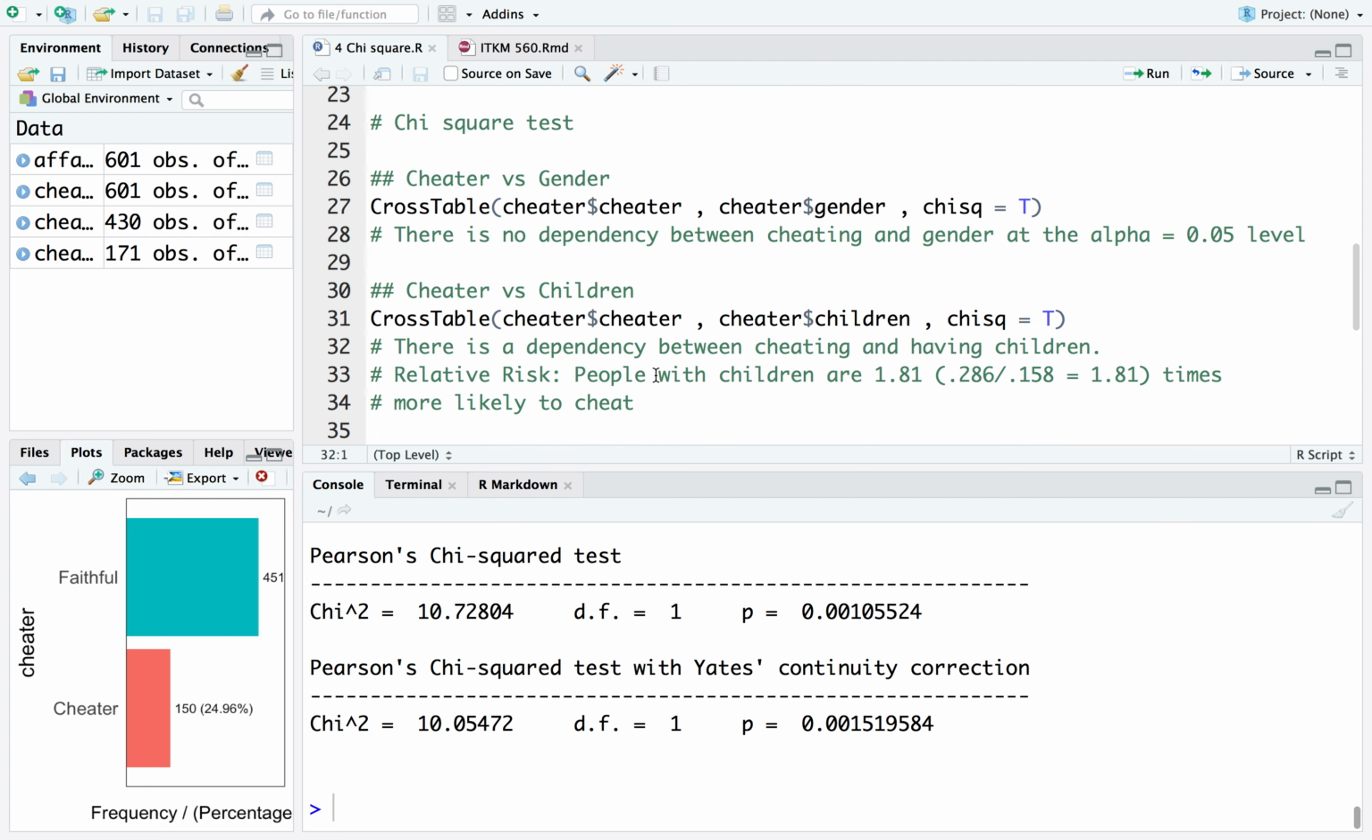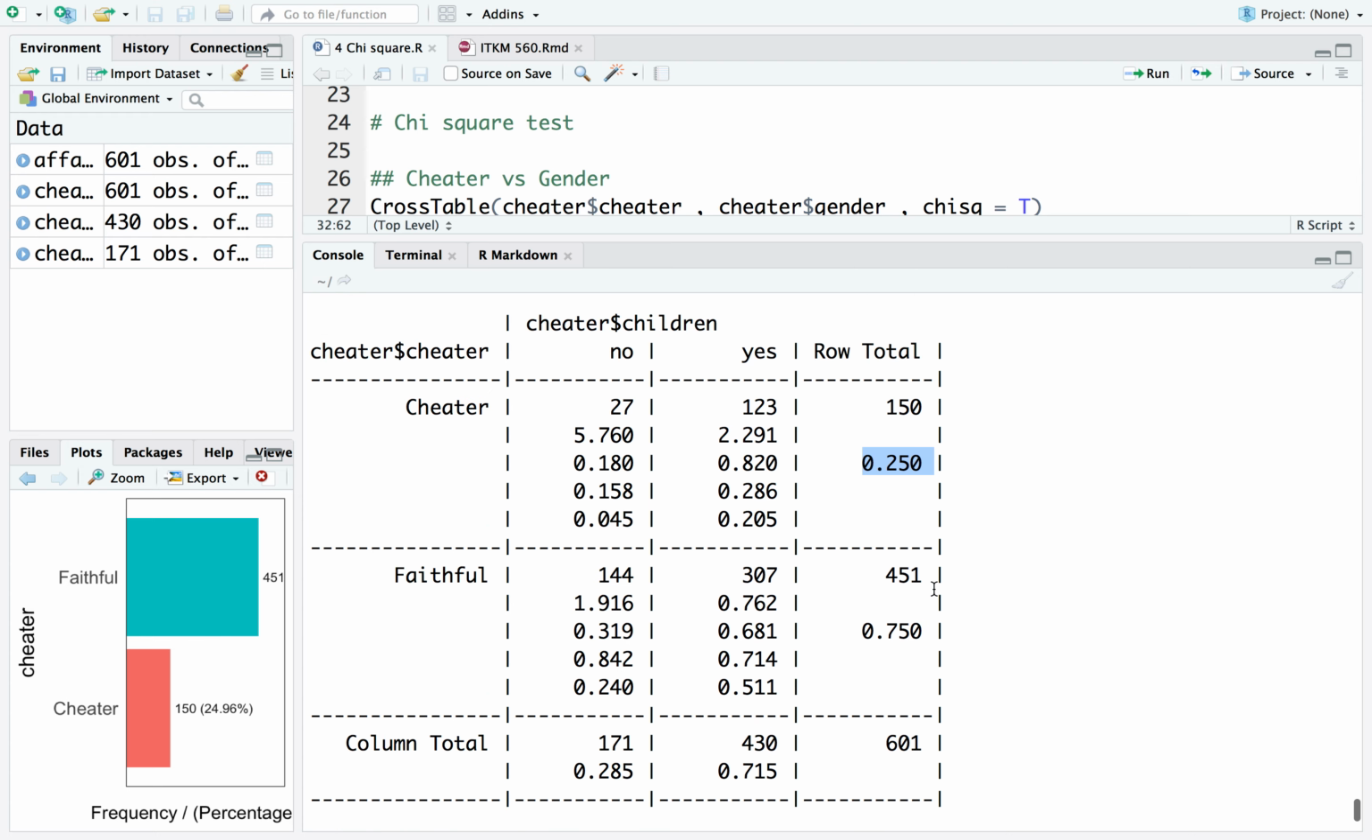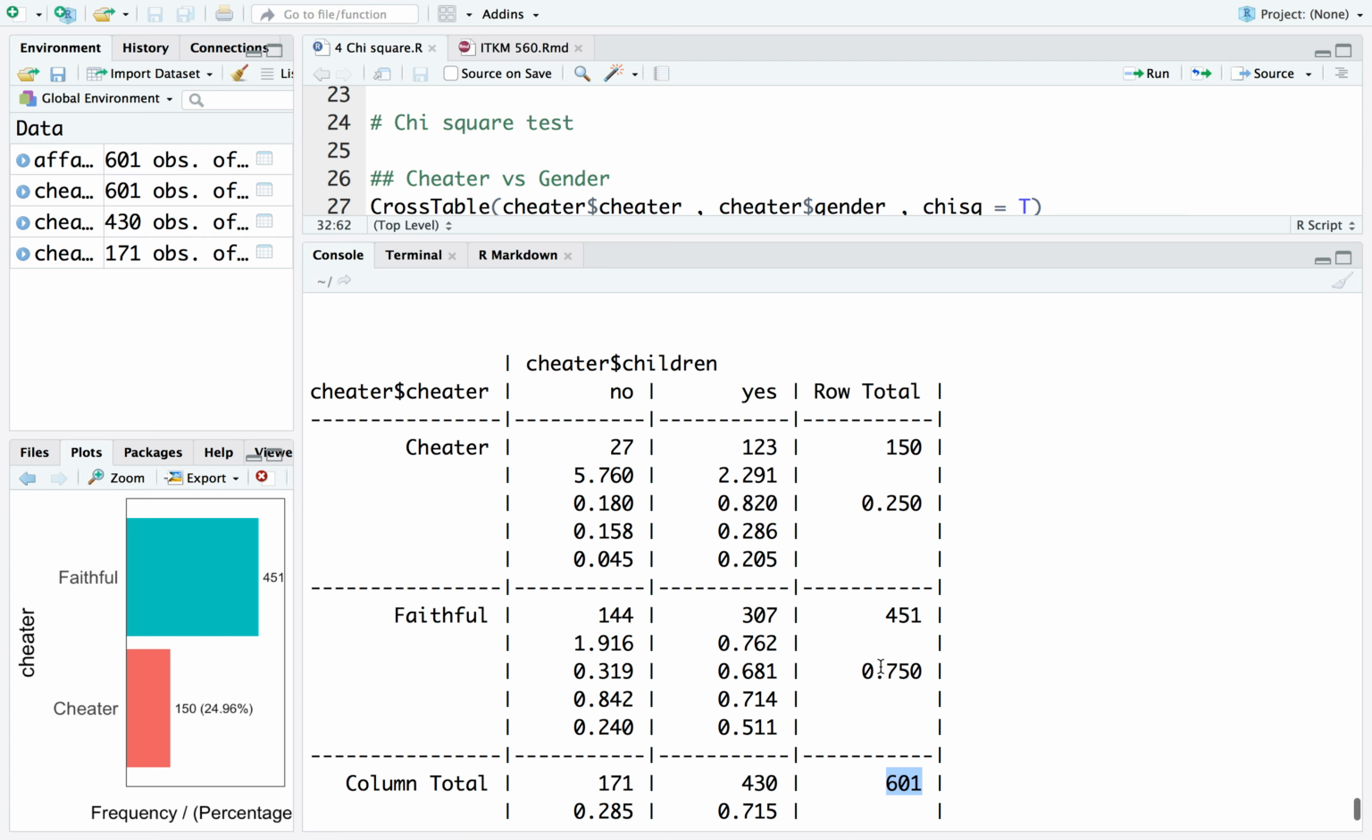So N, 27. There are 27 cheaters with no children. There are 123 cheaters with children, and so forth. Row total, we have 150 cheaters, which account for 25% of our data. As far as the column totals, we have 430 people with children, and that accounts for 71.5% of our data. We have a total of 601 observations, or 100% of our data.